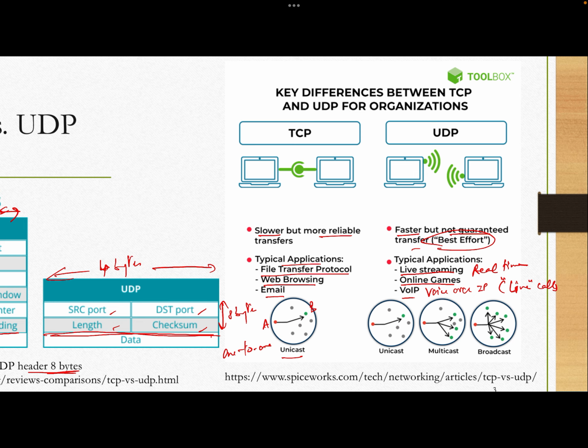UDP supports unicast, okay? Multicast is more than one receiver, so this is like receiver 1, receiver 2, receiver 3. You still have one sender, okay? Broadcast means all receivers. So in all of these you have one sender, but you can have one receiver, more than one receiver, or all receivers, okay? So this is the difference between unicast, multicast, and broadcast.